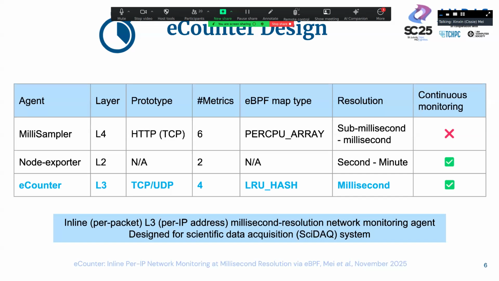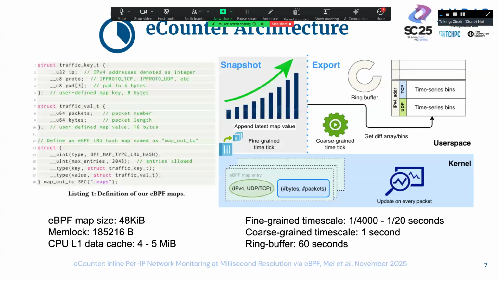I think it can run concurrently with a scientific data acquisition system like EJFAT, or in many of the use cases of Ethernet. So this is the implementation of the eCounter. You have two parts, and the kernel part is a map.